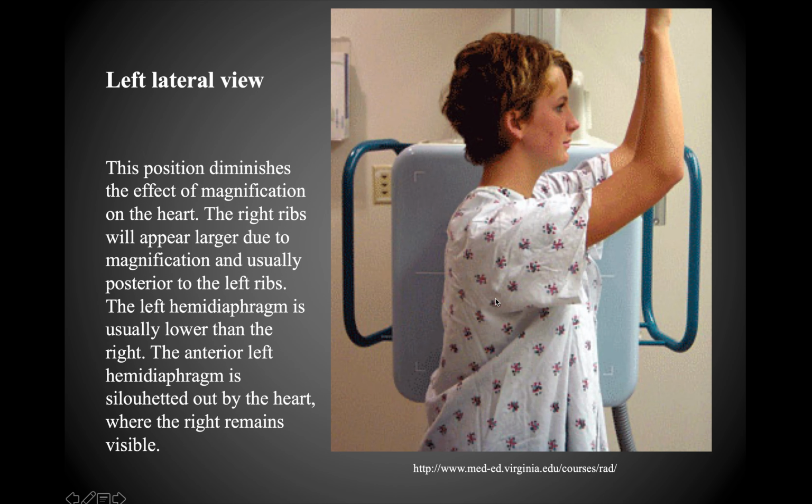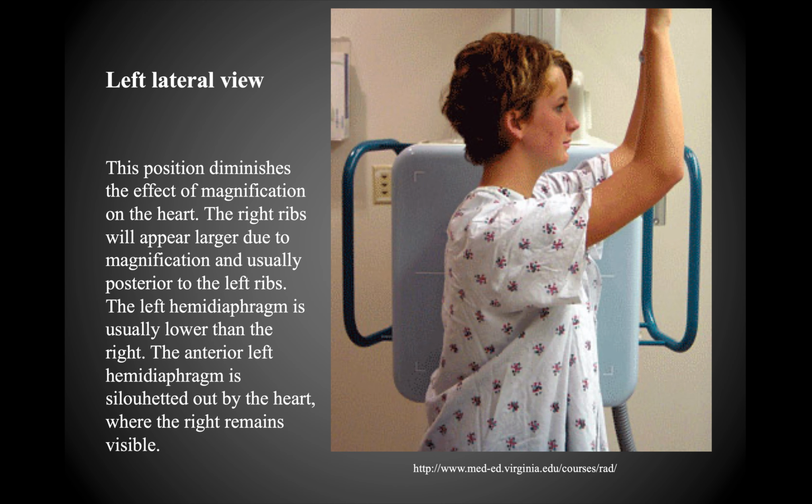So here we have the left lateral view. With the left lateral view, remember that the x-ray beams are entering the patient's right side, and exiting through the left to the detector. And so this is going to diminish some of the effects of magnification on the heart, because again, the heart's on the left, so the beams are contacting the heart later on in their course, and as a result, it doesn't really magnify the heart as much as it does with the right lateral view.